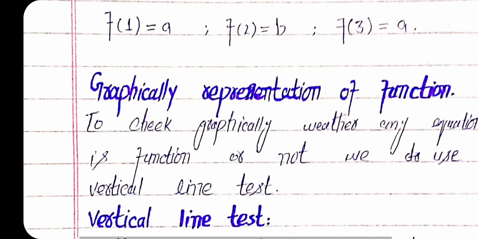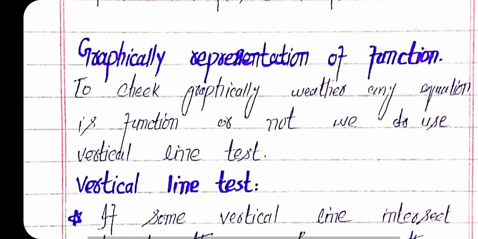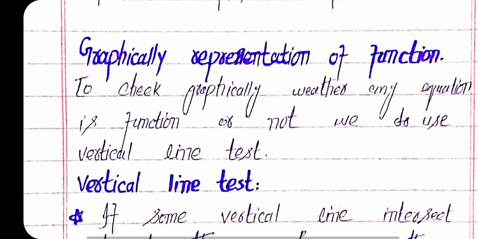Graphical representation of the function. To check graphically whether an equation is a function or not, we can use the vertical line test. If we have a graph of a function, or if we are given an equation of a function and have to check whether it is a function or not, we can check it by using the vertical line test.